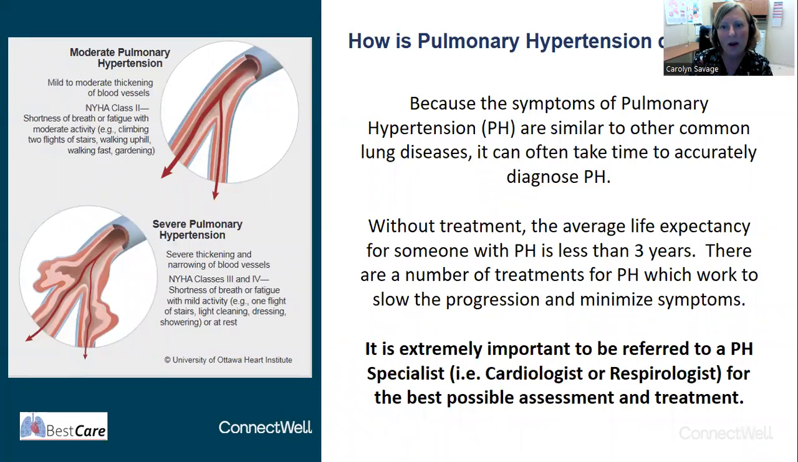Because the symptoms of pulmonary hypertension are really very similar to other symptoms of other conditions, including lung conditions, it can take time to accurately diagnose pulmonary hypertension. Without treatment, however, the average life expectancy, if not diagnosed, is less than 3 years. There are a number of treatments for pulmonary hypertension which work to slow the progression of the condition and minimize symptoms. So first, getting a good diagnosis is important, and it's extremely important to be referred to a specialist for pulmonary hypertension once the diagnosis is received.